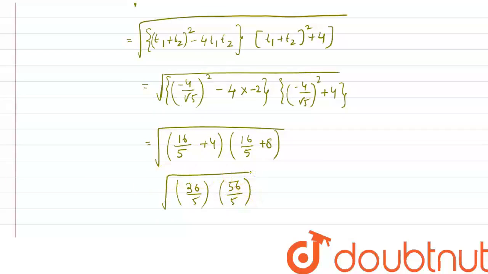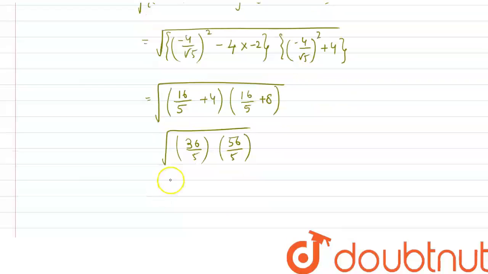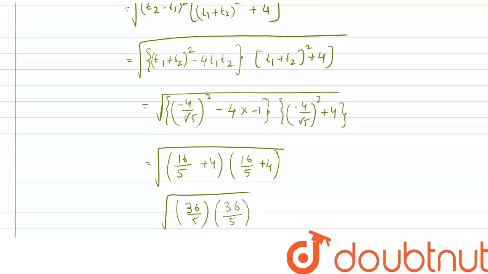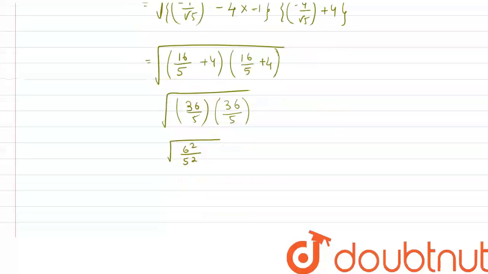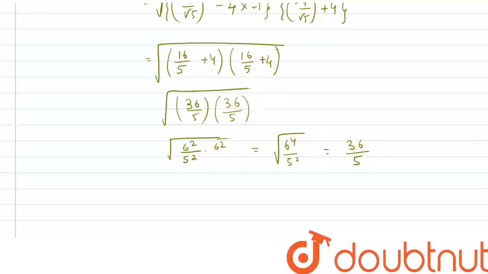That means here the denominator is common. This we can write as 6 square by 5 square into 56, as 6 into 9. Here the t1 t2 value is minus 1, therefore these are our values. This is 36 into 36, which is 6 square. That means we get the square root of 6 power 4 by 5 square. If we do this, we get 36 by 5. Yes, if we remove the square root, this is 36 by 5.